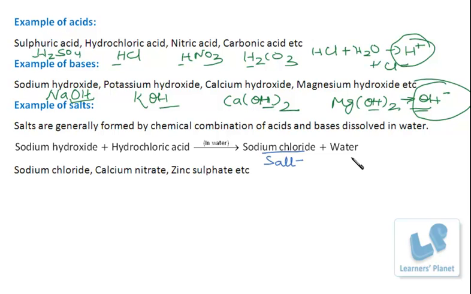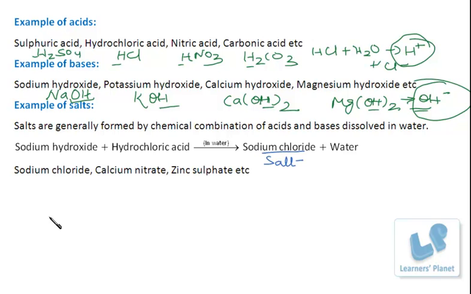Now, based upon their characteristic properties, they are classified into acids, bases and salts. Acids have hydrogen in common. All the acids have hydrogen, and when they are dissolved in water, they release H plus ions. Bases have hydroxyl in common. When they are dissolved in water, they release OH minus ions. Salts are formed by the combination of acids and bases in water.